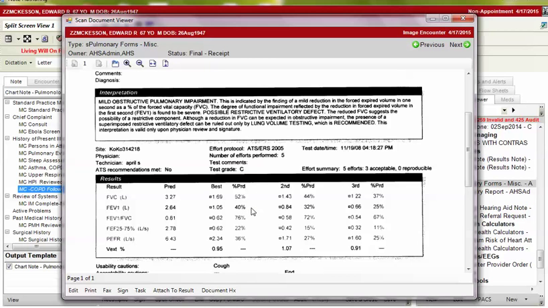Mild COPD would be greater than or equal to 80%. Moderate would be 50 to 80%. Severe would be 30 to 50%, and very severe would be under 30%.